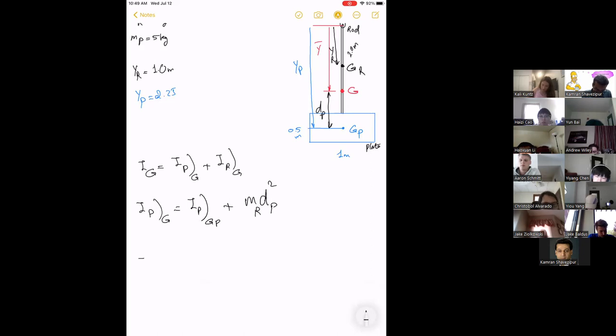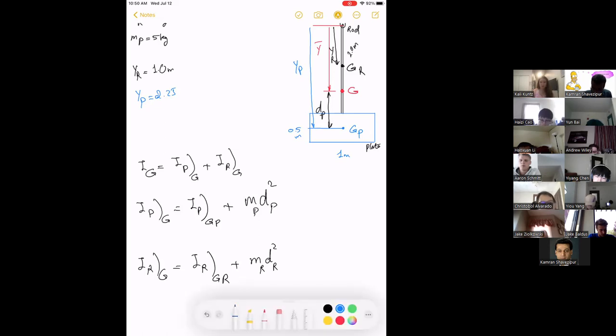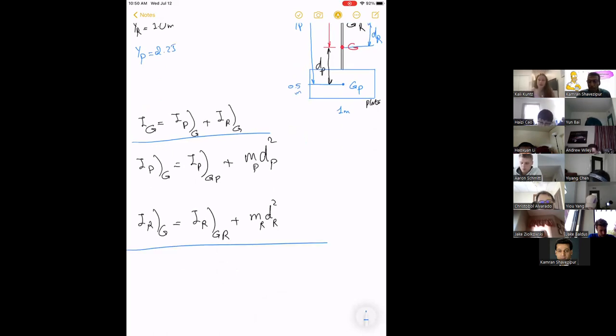And we're going to do the same thing for the rod. I of rod about G is equal to I of rod about its own G plus m d squared. Which m? m of rod, and this should be d of rod. And this distance is d of rod, the distance of the center of mass from the center of rotation. Any question about this part? You guys get it, right?